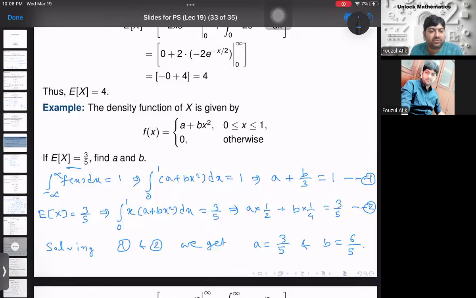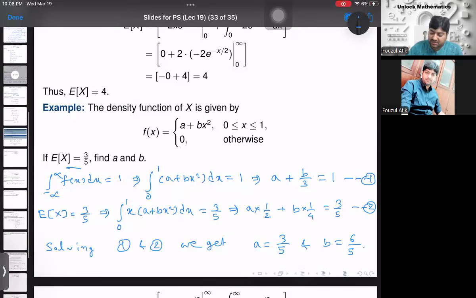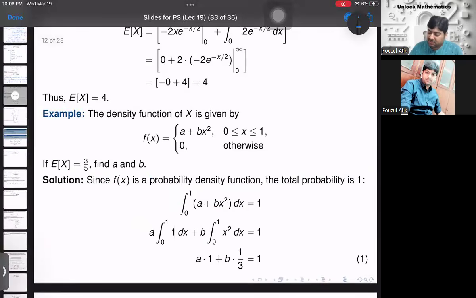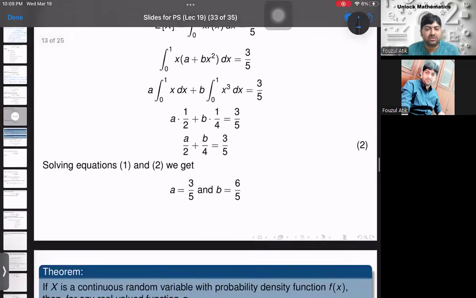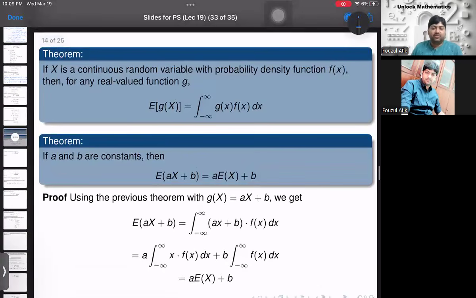Right? So we got the solution for these two parameters a and b. Okay, now this example we have done. That one we have already seen the solution, and the final solution is a equal to 3 by 5 and b equal to 6 by 5. Okay, then we have one important theorem related to the expectation.